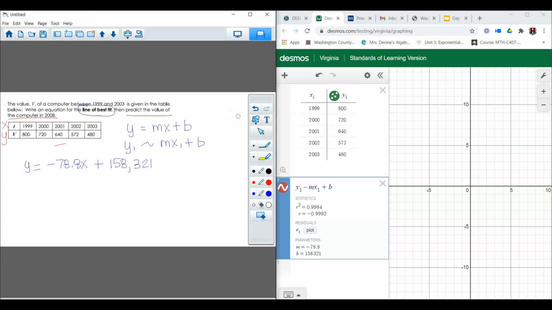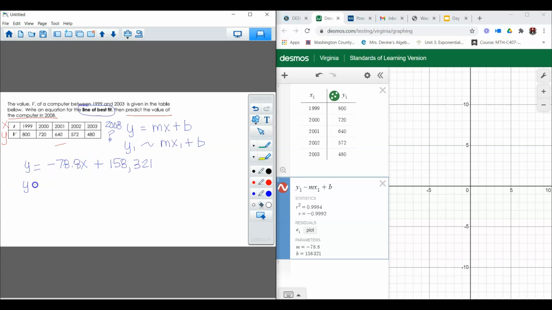Now, I'm not done with this problem because it said to predict the value of the computer in the year 2008. So 2008 would be right here. And then I'm looking for the value of the computer. So right there's what I'm trying to find. So notice 2008 would be an x value. So I'm going to plug that into this equation right here.